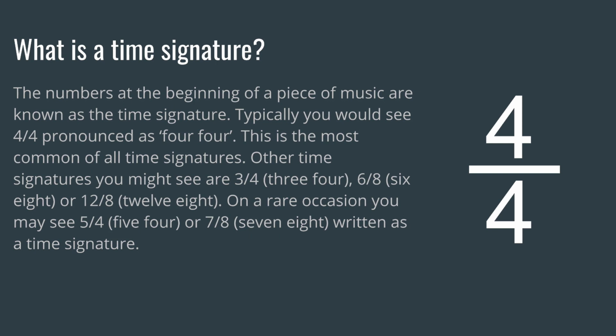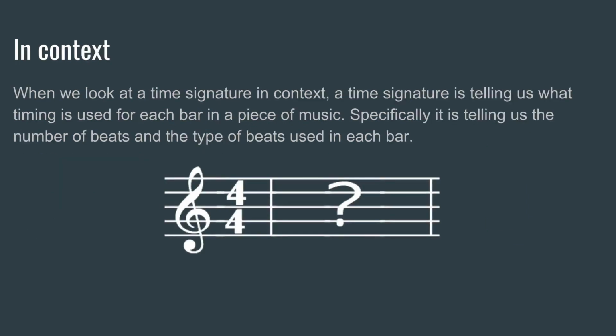A time signature is the numbers at the beginning of a piece of music. Typically you would see them as 4/4, pronounced four four. This is the most common of all time signatures. Other time signatures that you might see are 3/4, 6/8, 12/8, or on rare occasions you may see 5/4 or even 7/8. Now let's put it into context.